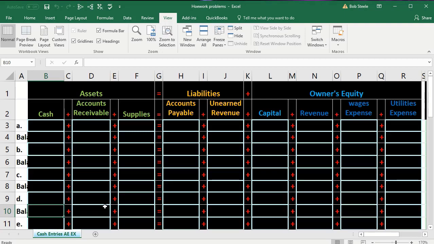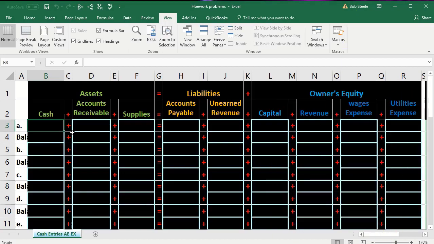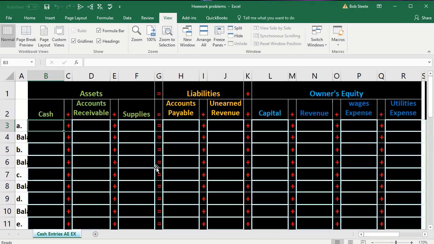Even as we move to those cycles, however, many of the transactions will have cash, and I recommend working the cash side of any transaction first. So the first question is, is cash affected? And I'm going to say, yeah, cash is affected because we received cash, and it's for $200,000 from the owner.